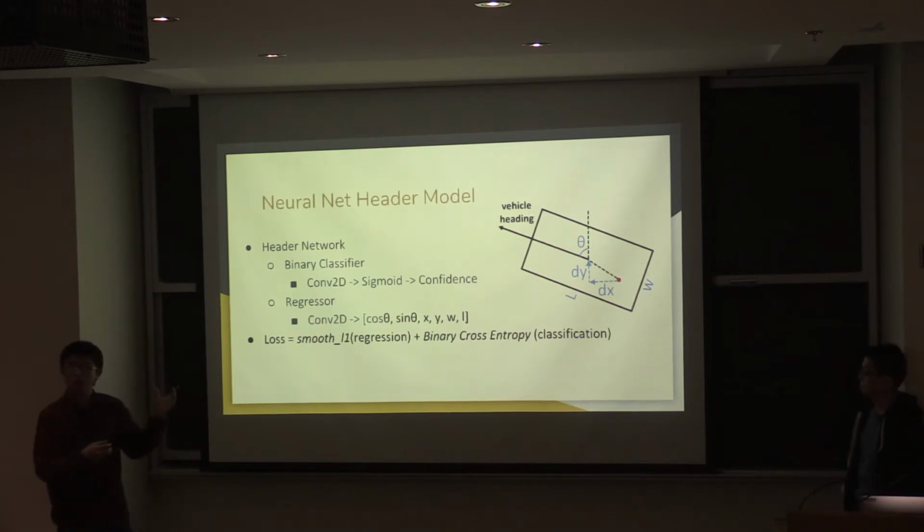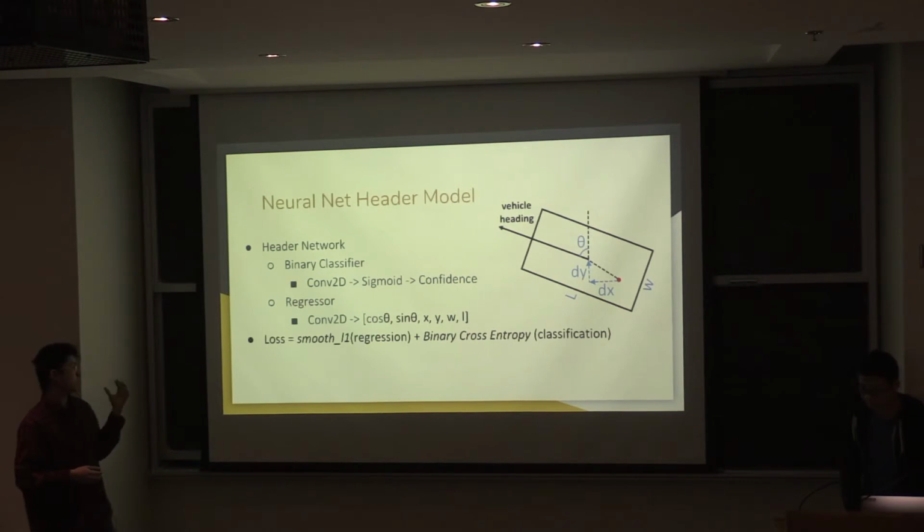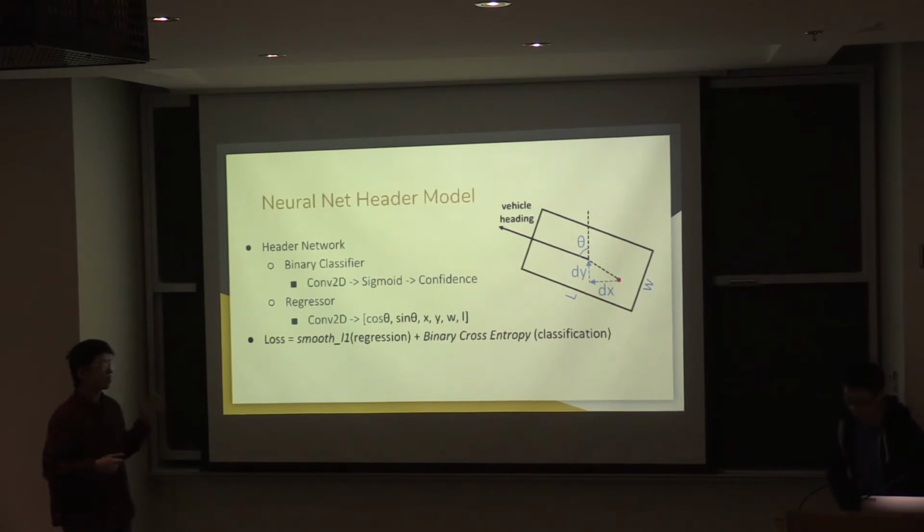The second part of our header model is a regressor. It has a similar architecture, but it predicts the dimensions of our bounding box: essentially the heading of the car, the centroid of the car, and the dimensions, the length and the width of the car. During training, we applied the smooth L1 loss function to our regression branch and binary cross entropy loss to our classification branch.